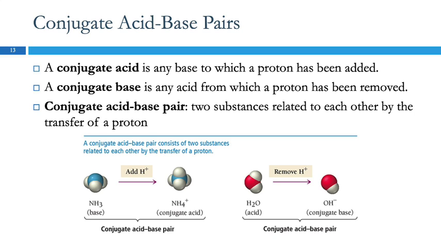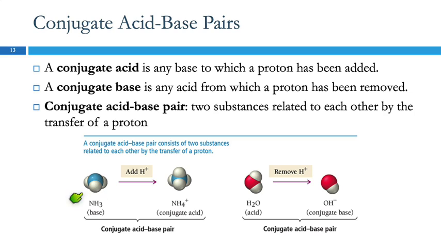So we call those conjugate acid-base pairs. When a base accepts a proton, it becomes an acid, and it's called the conjugate acid. An acid that has donated its proton becomes a base, and that's called the conjugate base. So conjugate acid-base pairs are any two substances related to each other by the transfer of a proton. They are different by H+.